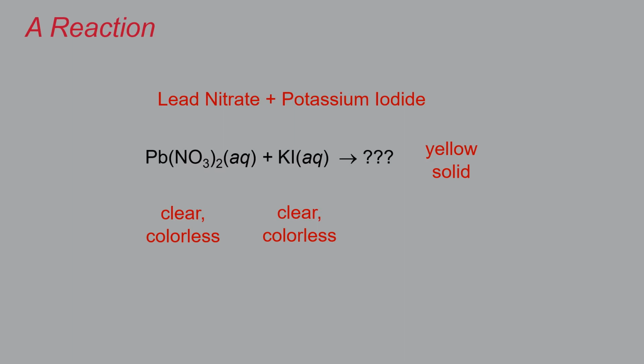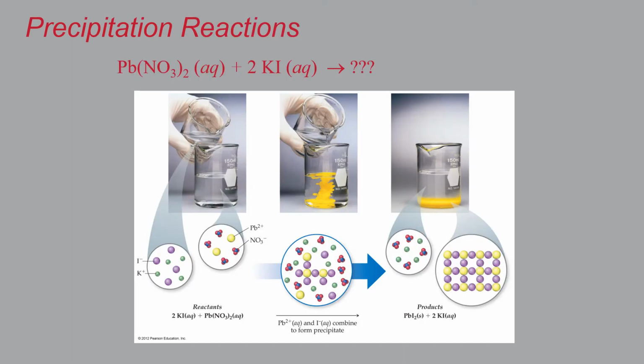So let's do this in equation speak here with pictures. So it looks kind of like this. So clear, colorless solutions, mix them together. The solution remains colorless, but a very bright yellow solid has been formed. And what that is, that yellow solid is lead iodide.